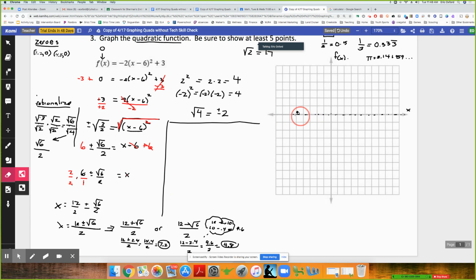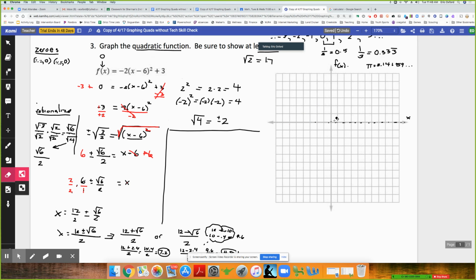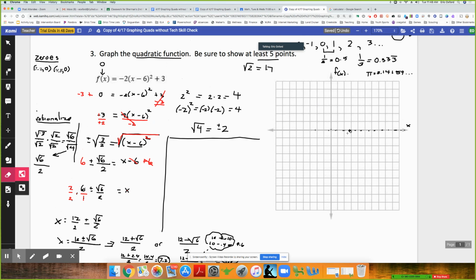Oh boy, I shouldn't have made so many dots. I should have just made a line. Wow, I'm learning a lot every day about what to do and what not to do. Okay, all right, so here we are.